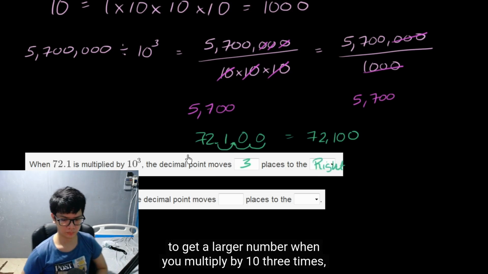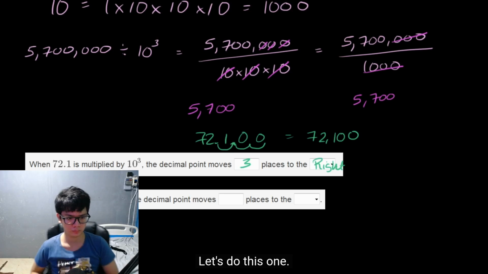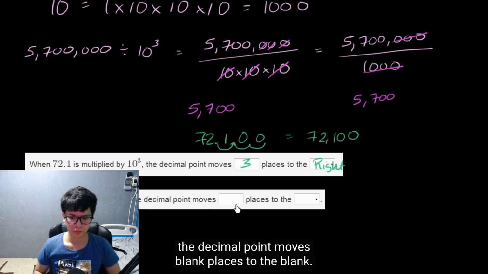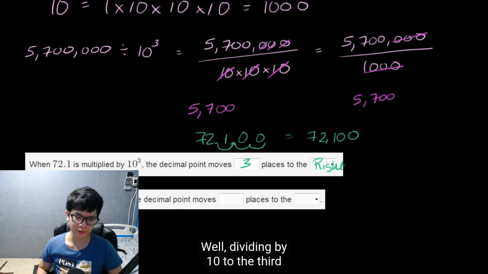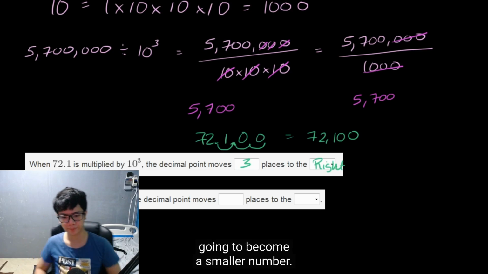And the big key is you're getting a large number when we multiply by 10 three times, or multiply by 1,000. Let's do this one. When 56 is divided by 10 to the third, the decimal point moves blank places to the blank. Well, divided by 10 to the third is the same thing as divided by 10 three times. But every time you divide by 10, it's going to become a smaller number.